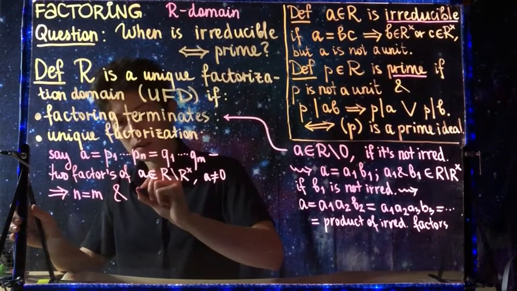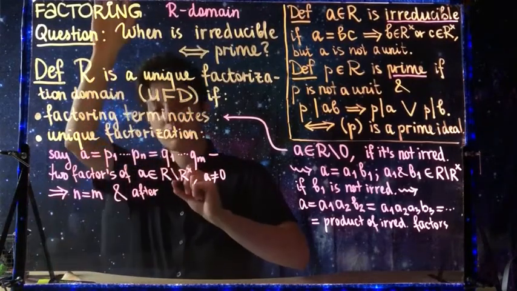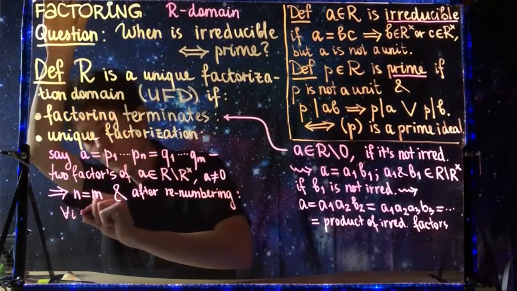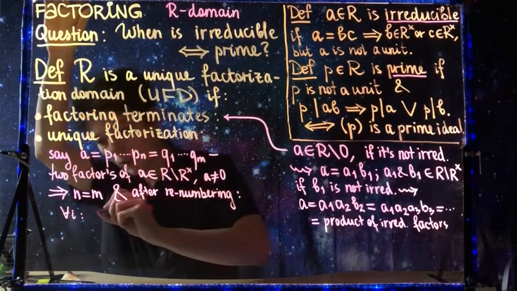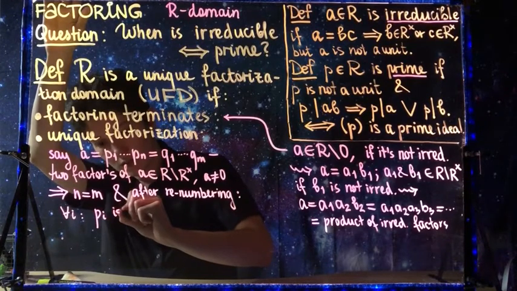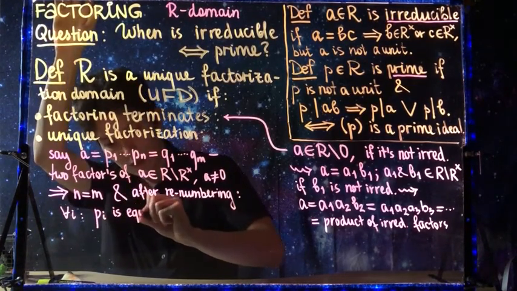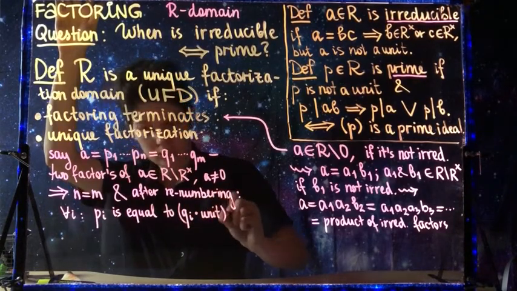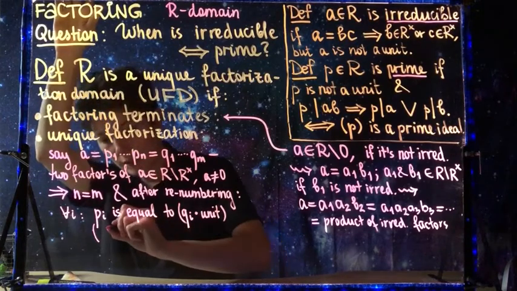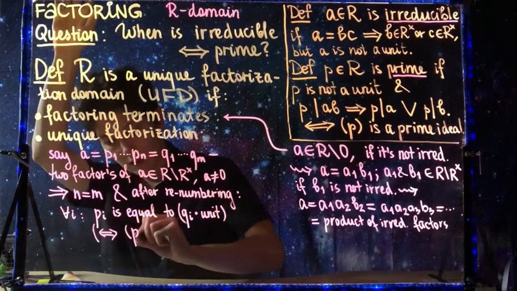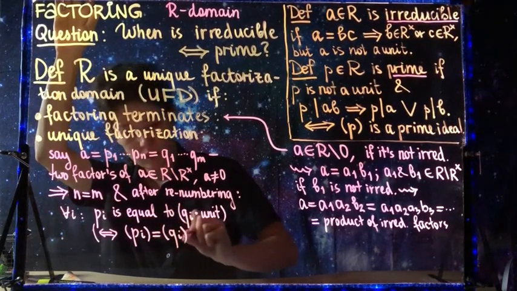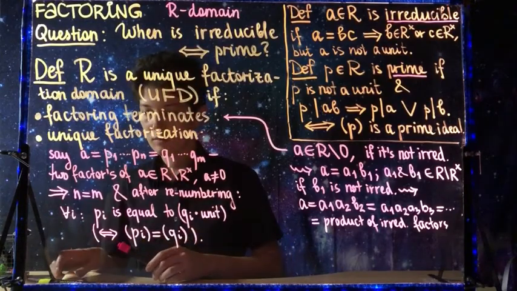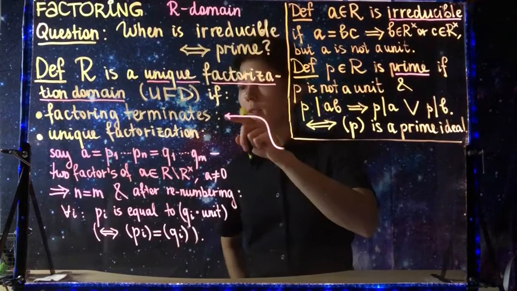And possibly after renumbering, Pi differs from Qi only by a unit. Pi is equal to Qi times a unit. Or it's the same as saying that the ideals that they generate are equal. So let us express this first condition in terms of ideals.